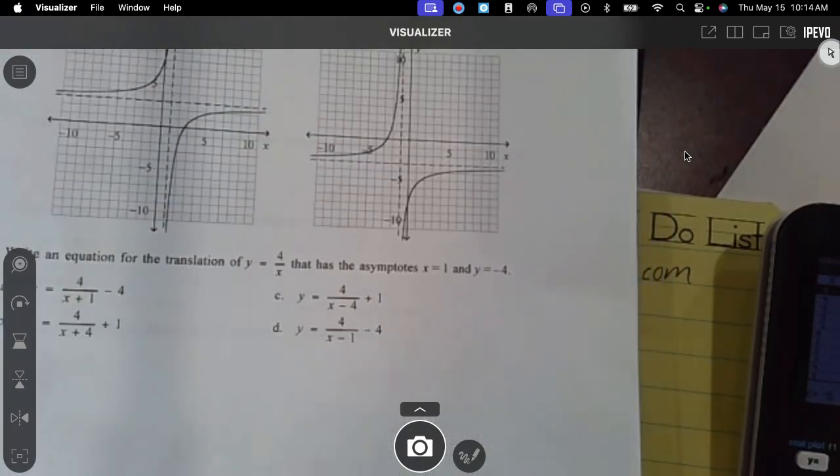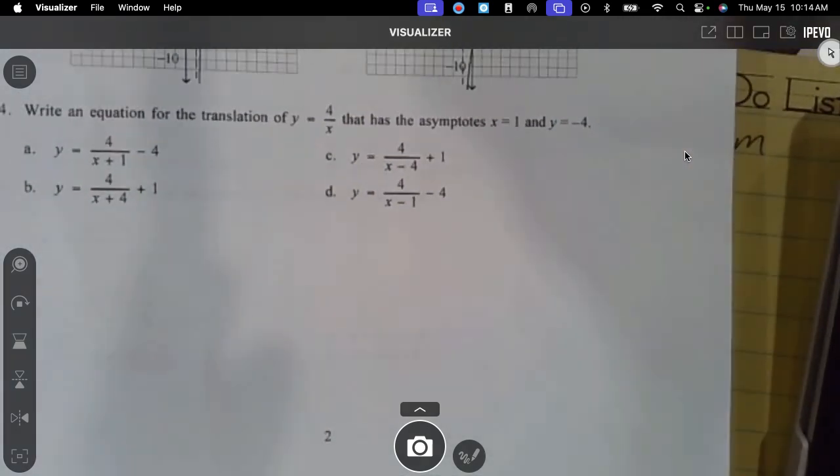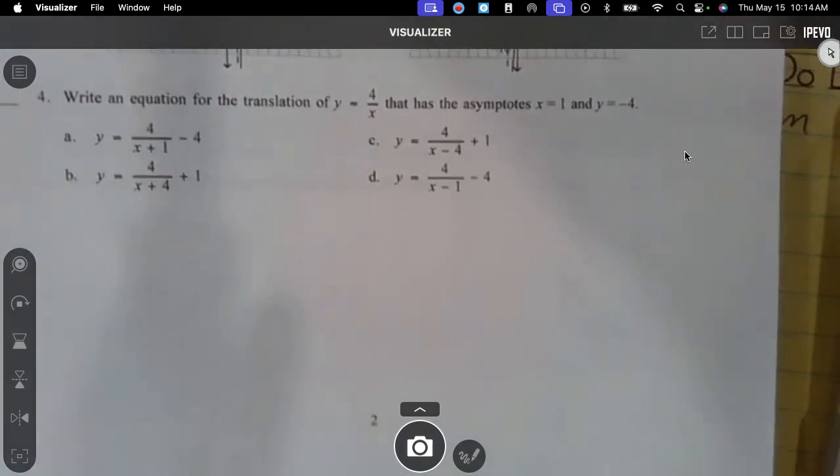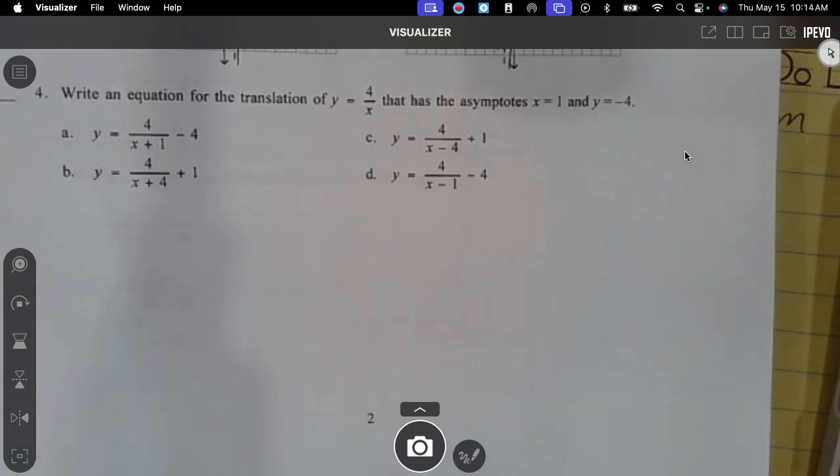Number 4. This one says write the equation for translation. Notice they have 4 in the numerator, so I've got a 4 in the numerator. Now, what happens if the asymptote is at a positive 1? You put -1, and then if it's at a -4, you put +4. The x is always opposite, so there's your answer for number 4.